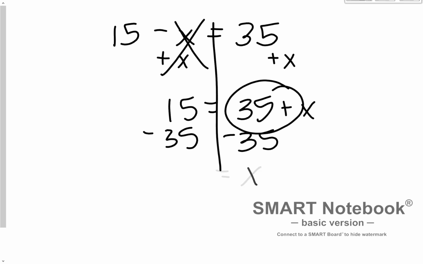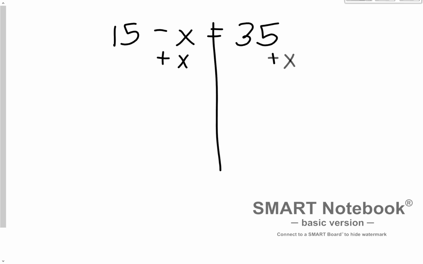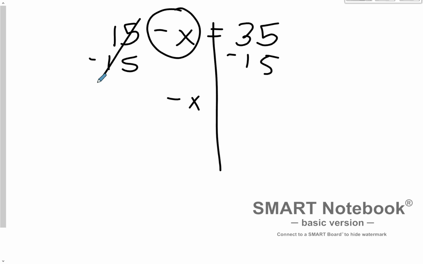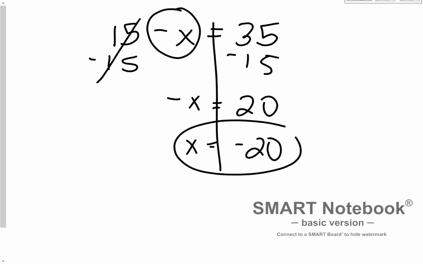You could have also chosen to do it by just getting rid of the 15 and keeping the negative x, by canceling out a positive 15 with a negative 15, minus 15. We get negative x equals 20. If negative x equals 20, that means positive x equals negative 20. It would just be the opposite. Again, we end up at the same answer.